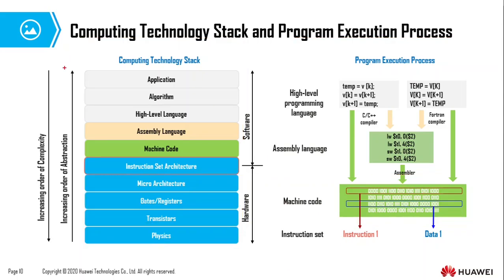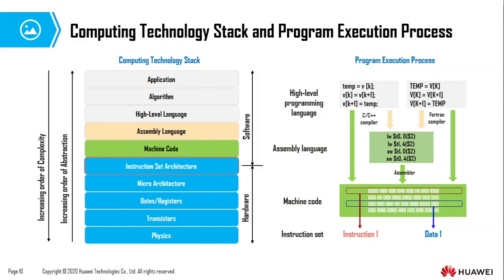Okay, then we have the upper stack, where now we have the software. So here you have your application. Your application is written using algorithms in order to perform certain actions, and it's written in a high level language. It has to be translated to assembly language, then to machine code, before it is able to be executed on the CPU. So generally that is a computing stack.